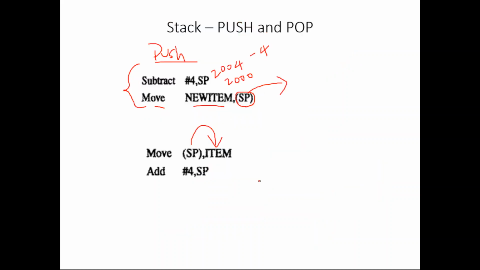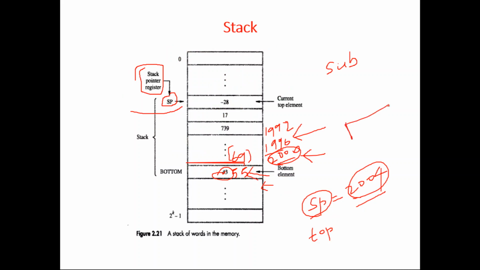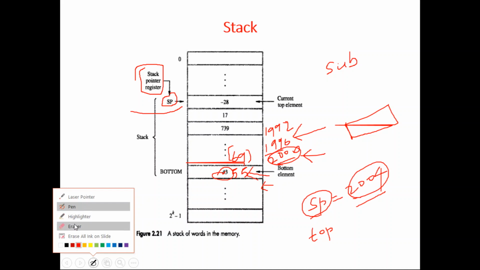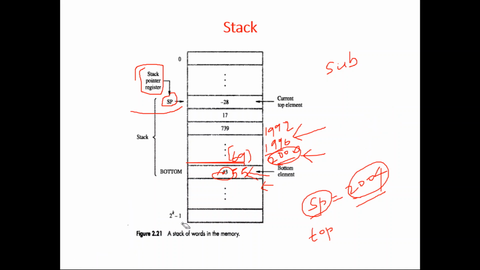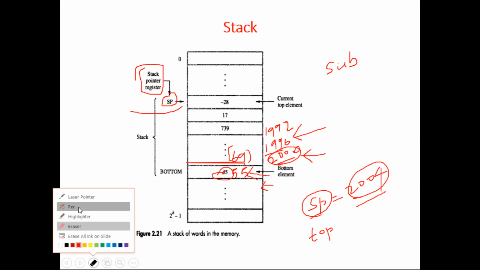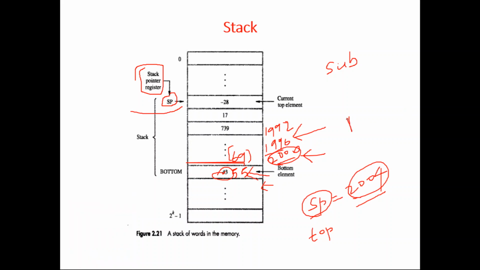So the code is something like this: move SP comma item. Wherever the SP points. SP is a special purpose register. We are assuming that SP is holding the value 1996. SP represents the stack pointer. Now we want to pop this element.